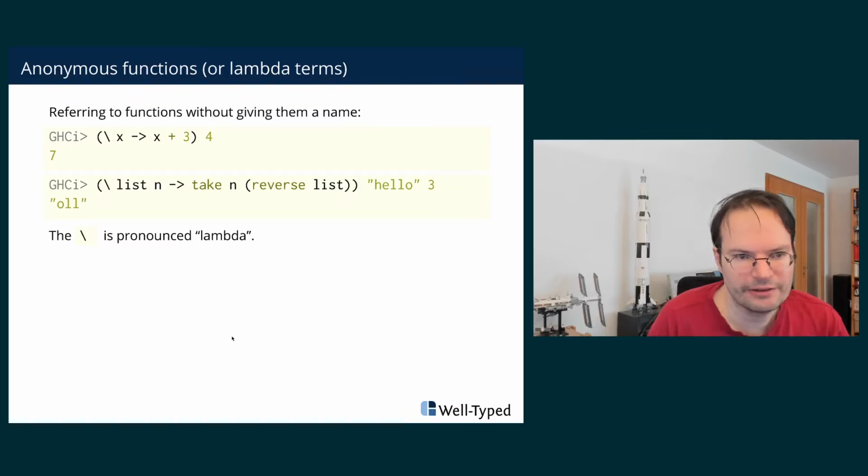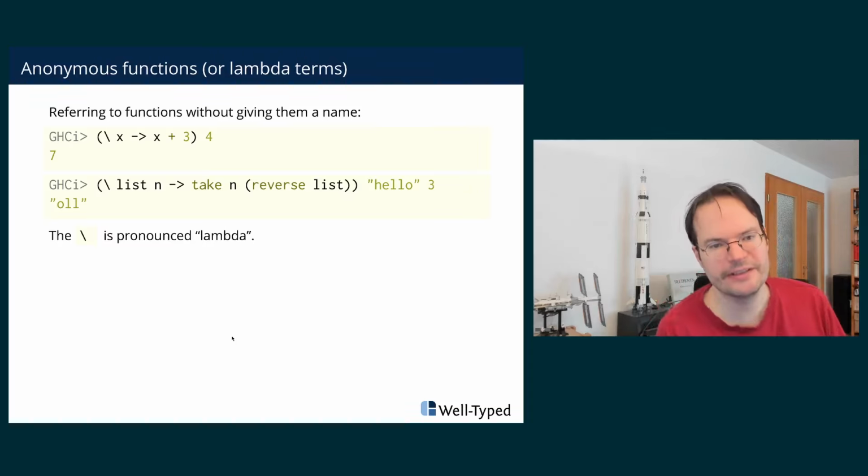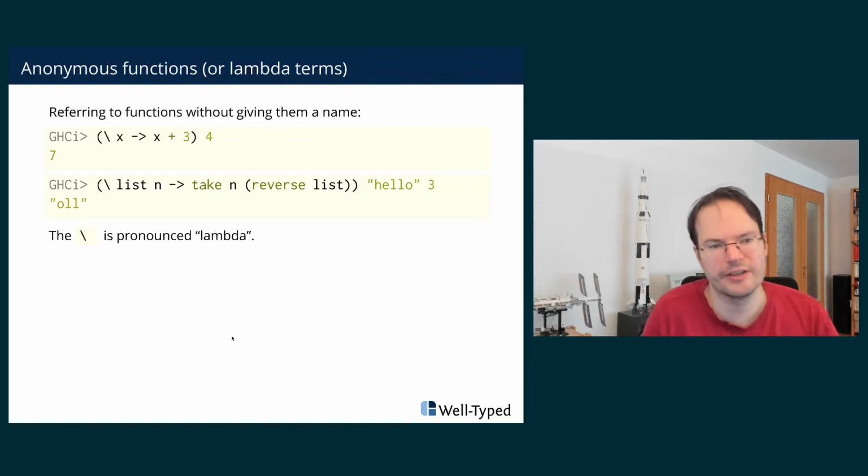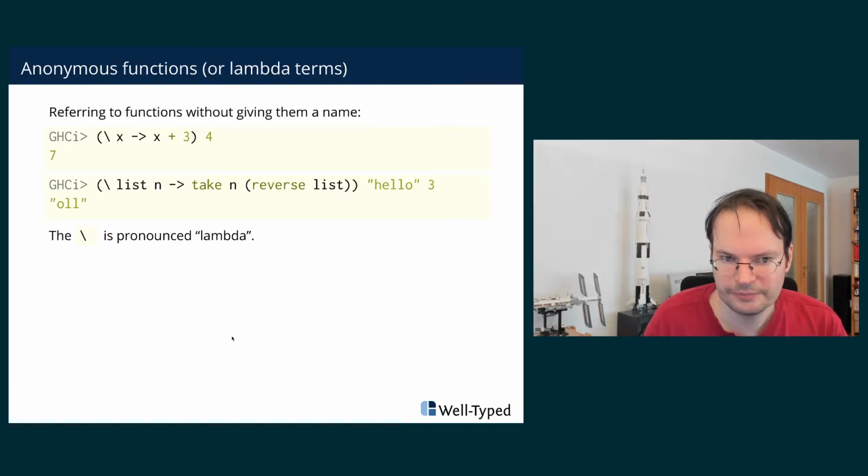One final thing I want to look at is anonymous functions. So Haskell, being a functional language, makes it easy to talk about functions, and in particular we can talk about functions without giving them a name. So here is a way to do so. We can write this expression, lambda x arrow x plus 3.